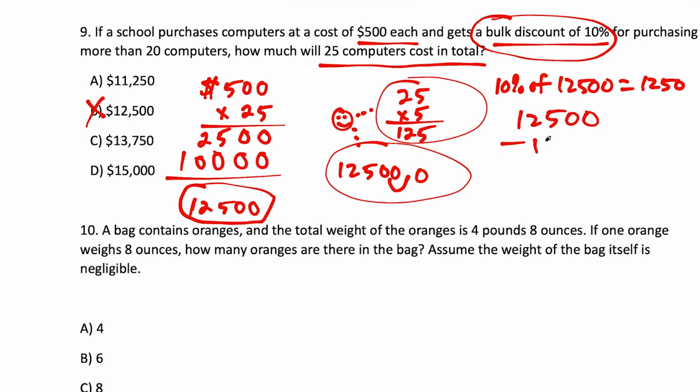So we're going to do minus 1,250, that's the 10% off. And now we're doing 0 minus 0. And then to do 0 minus 5, we're going to have to borrow from this column here. So we're going to borrow and make this a 4, and this becomes 10 minus 5 is 5. We have 4 minus 2 is 2, and 2 minus 1 is 1. And now we just carry down this one here. So the final answer is $11,250, choice A.